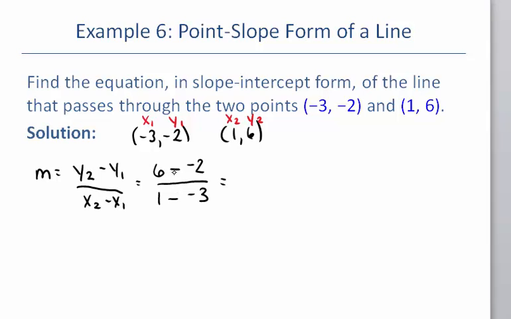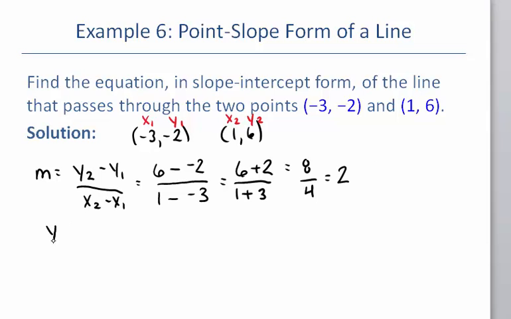On the top, 6 minus -2 is the same thing as 6 plus 2, which is equal to 8. On the bottom, 1 minus -3 is the same thing as 1 plus 3, which is equal to 4. 8 divided by 4 is equal to 2. So we know now that the slope will equal 2.